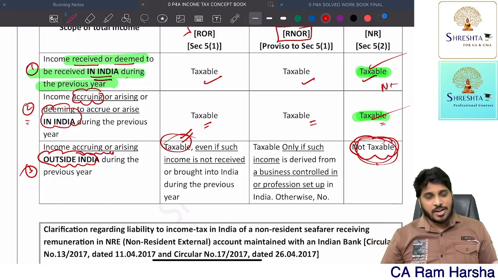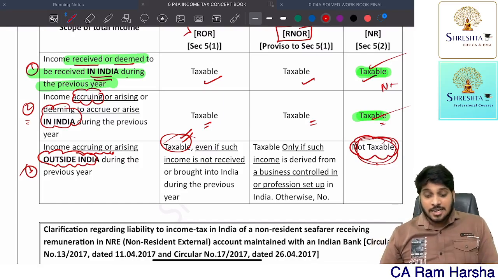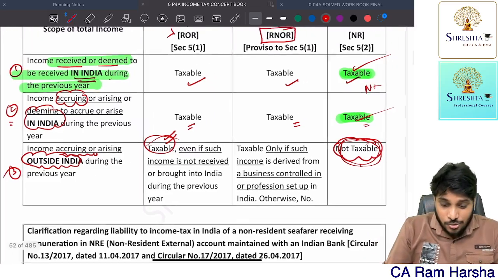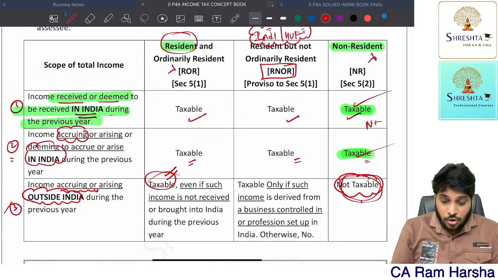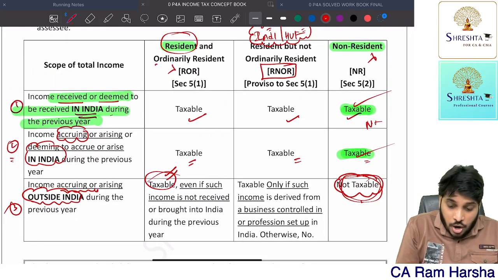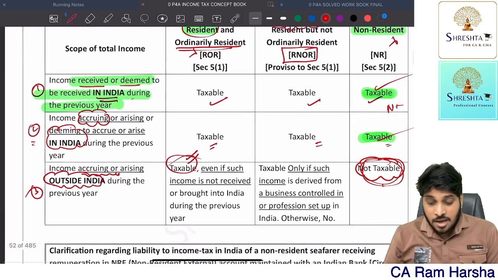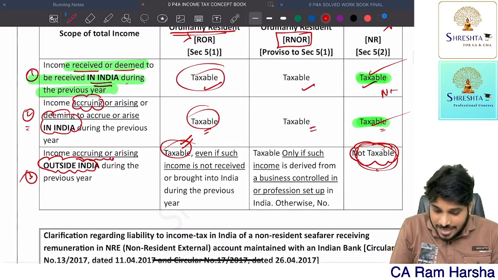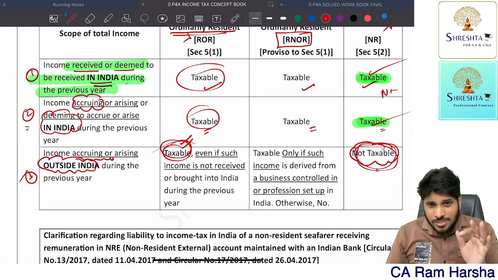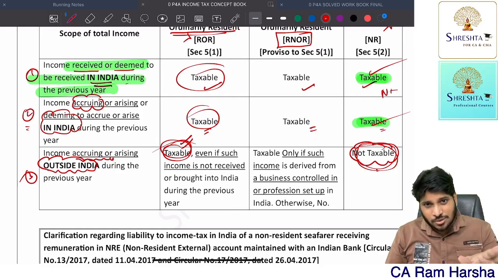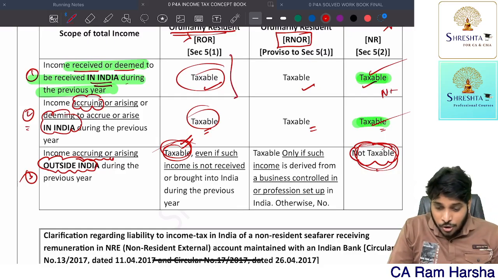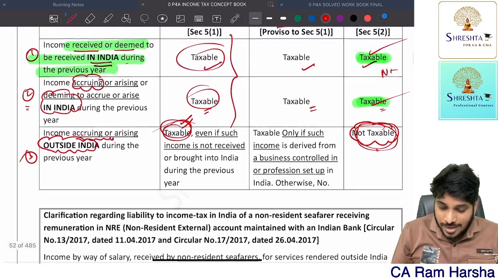Simple. Very logical. For a resident, no. For the first category, for a resident, no. In case of individuals, we simply call him ordinarily resident. For a resident, in every case it is taxable, whether the source is in India, receipt in India, source outside, or receipt outside. It doesn't matter. Global income is taxable.